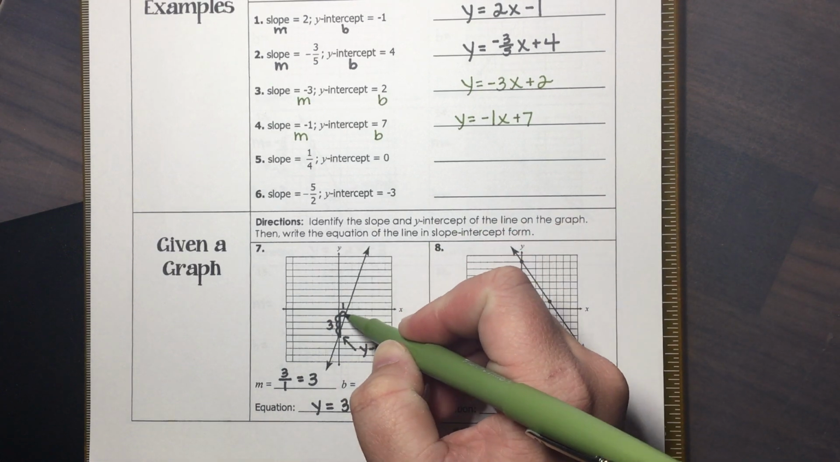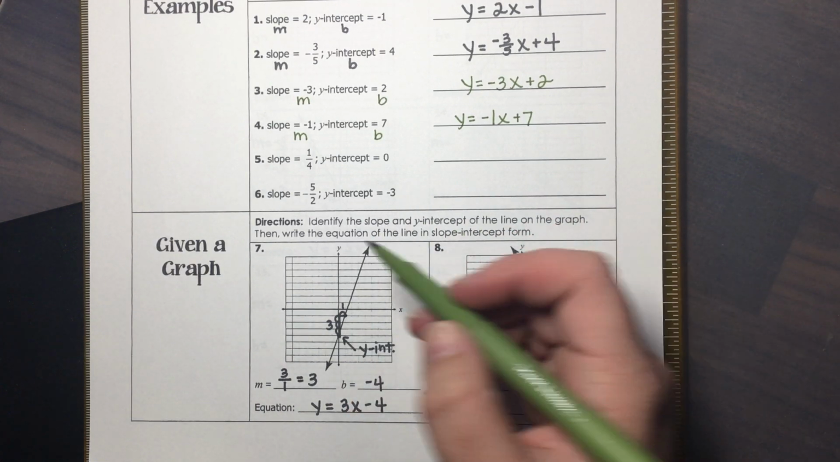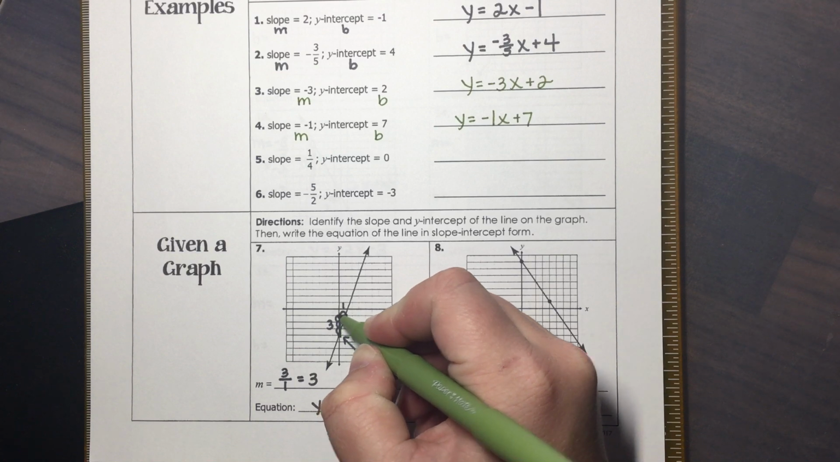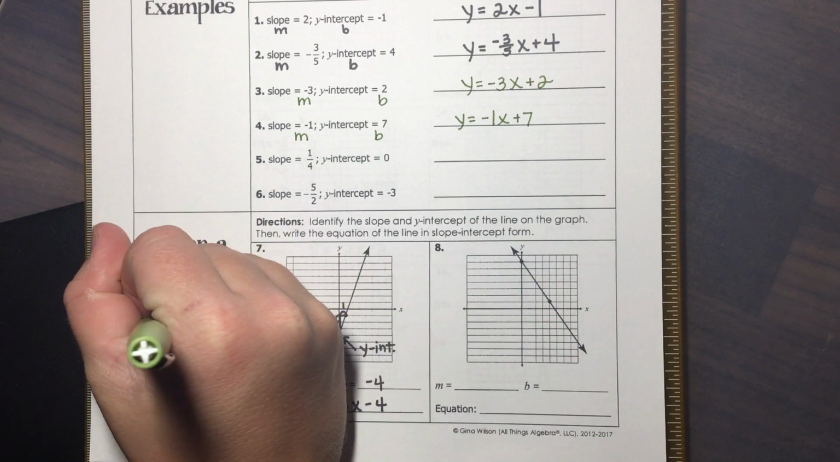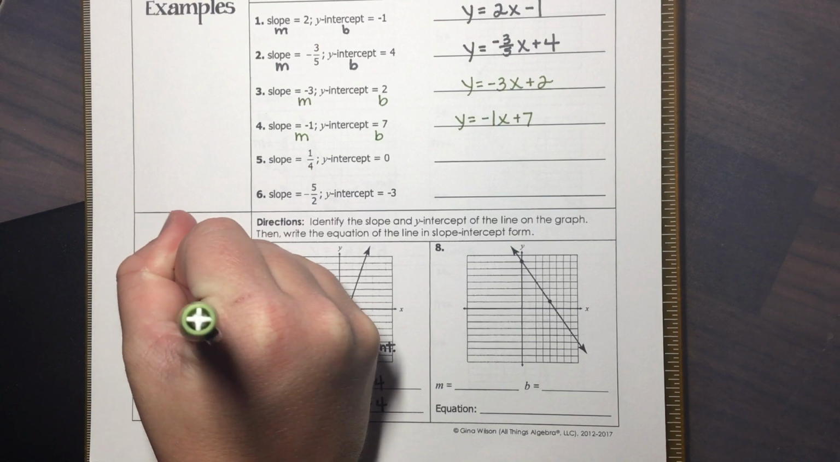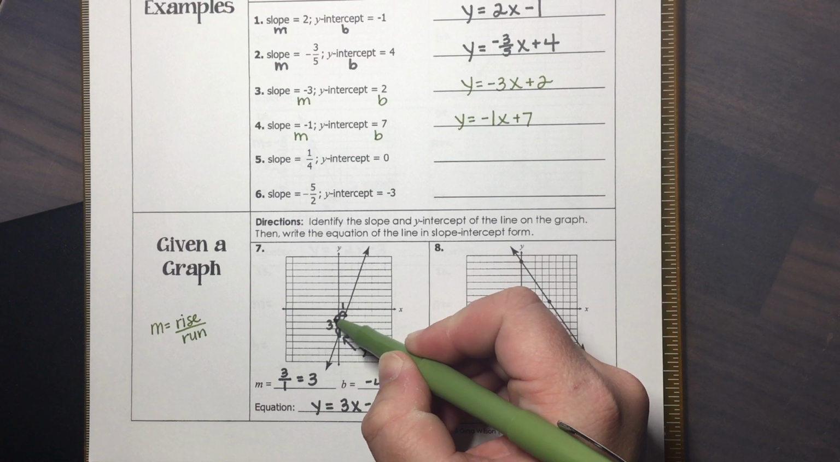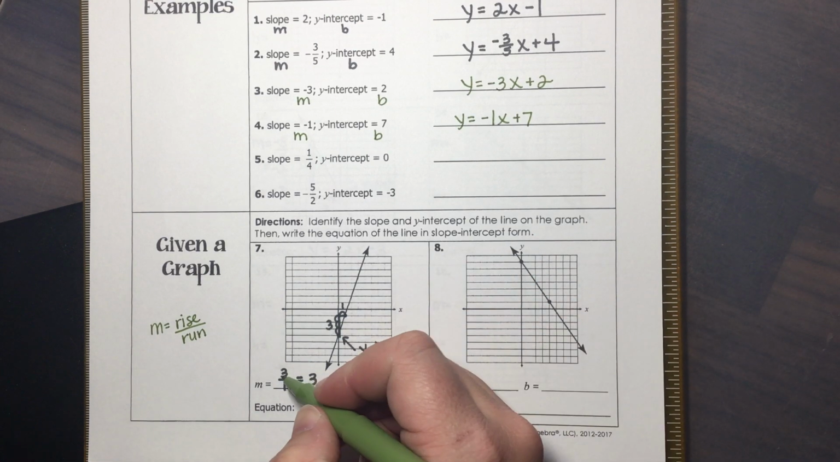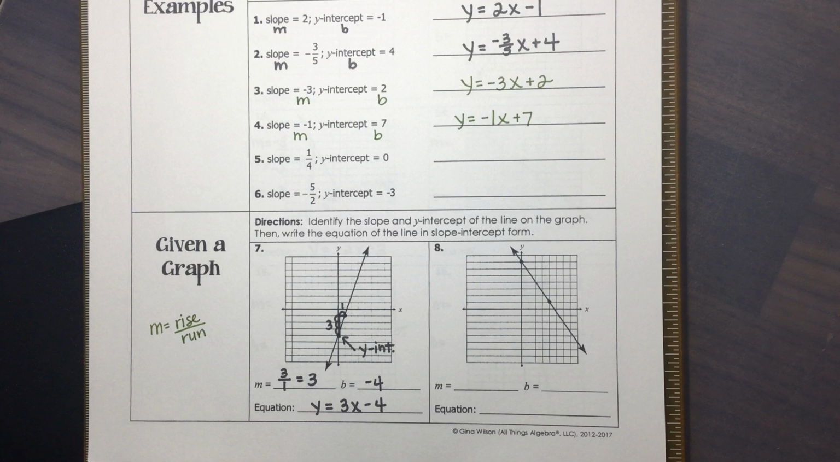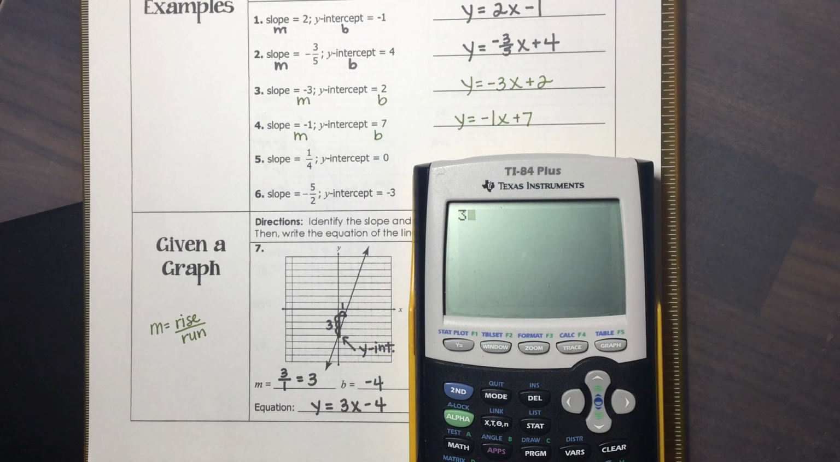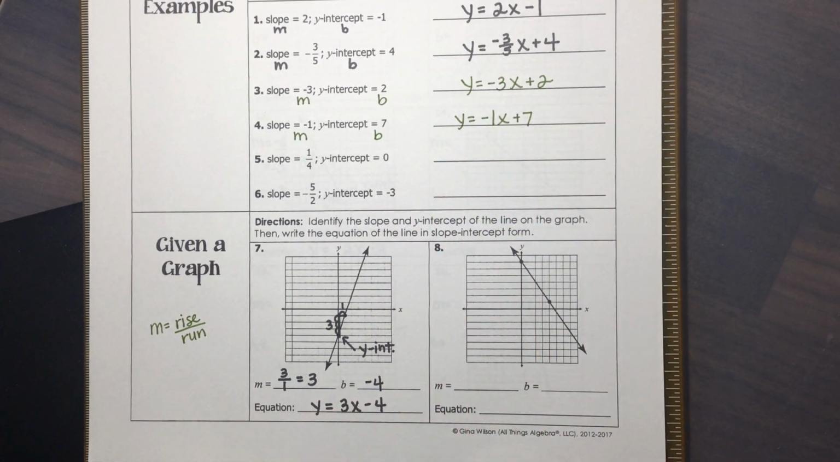From these points that I have here, I go up 1, 2, 3, which is my rise. We have to remember slope is rise over run. So on top, my rise is 3. Then I moved over 1, so on bottom, my run is 1. When I plug that into a calculator, 3 divided by 1 gives me 3. So my slope is going to be 3.